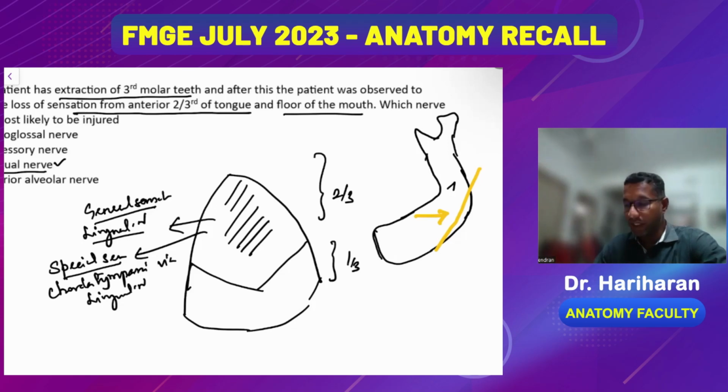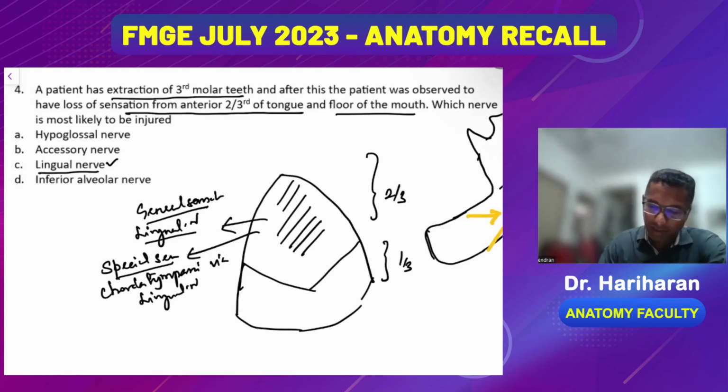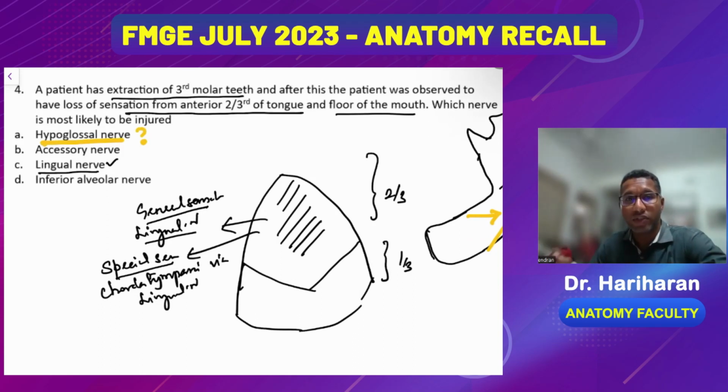Whenever there is a decreased sensation in the anterior two-thirds of the tongue, the answer is very simple, guys. It is the lingual nerve. You can ask me, sir, what about the hypoglossal nerve? The hypoglossal nerve is the motor supply for the tongue. It supplies all the muscles of the tongue except one muscle. Can anybody tell me which muscle is not supplied by the hypoglossal nerve?